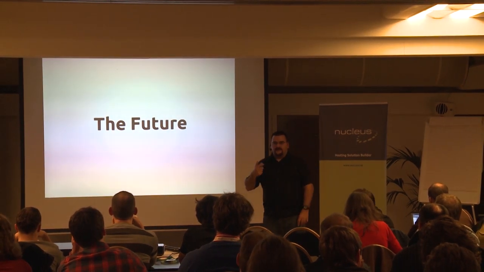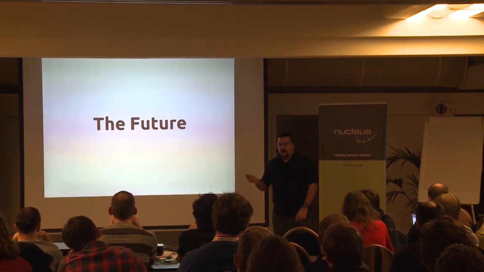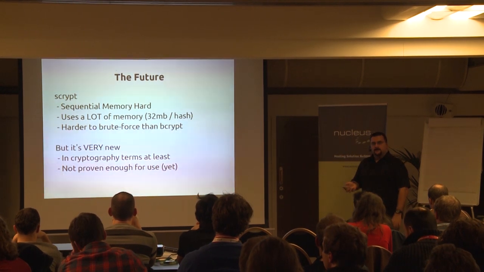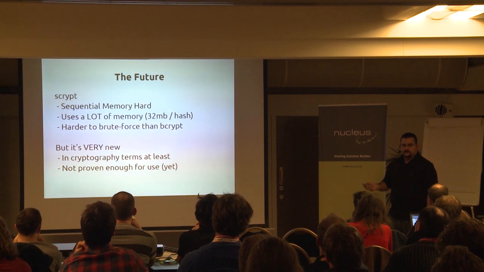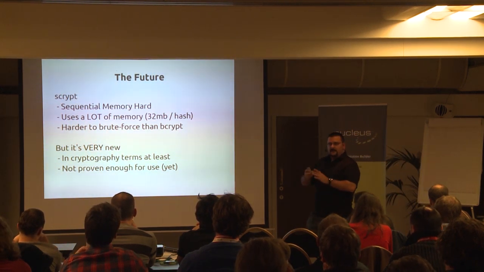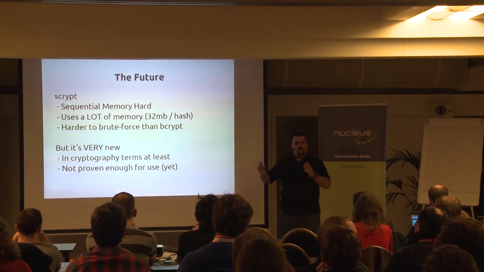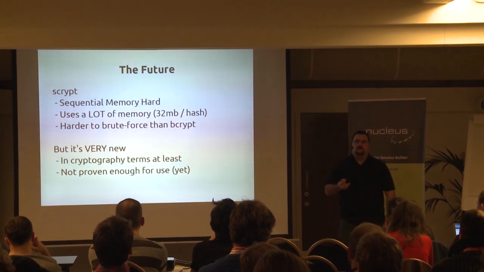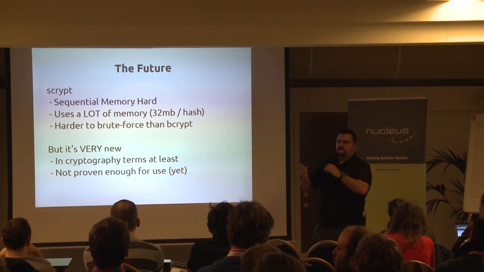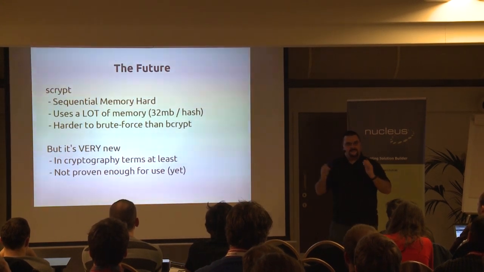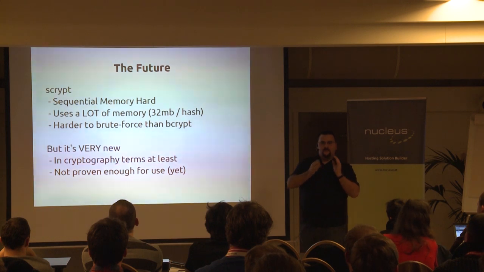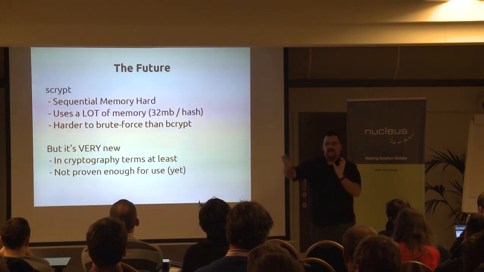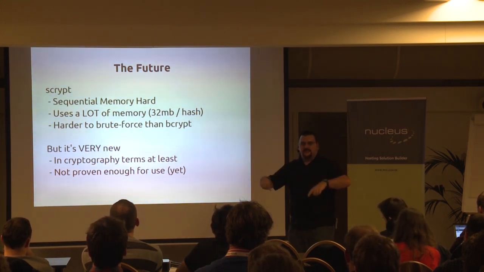So I want to talk a little bit about the future, both of storage and of attacking. That's where we are today. In the future, there's a new algorithm called scrypt. It was actually produced in 2007, and it's based on a new technique. Bcrypt uses 32 kilobytes of memory and does a whole bunch of stuff on that. Scrypt is what's known as sequential memory hard, which means instead of using 32 kilobytes, let's use 32 megabytes, and let's use it in such a way that you can't parallelize any of it. So you have to do block A, block B, block C, block D for the entire 32 megs and use that to generate the hash.